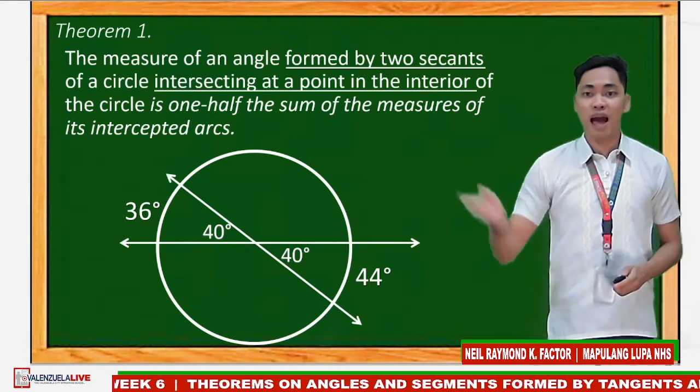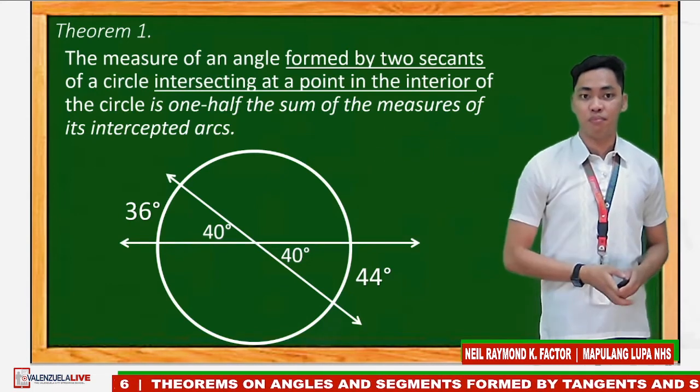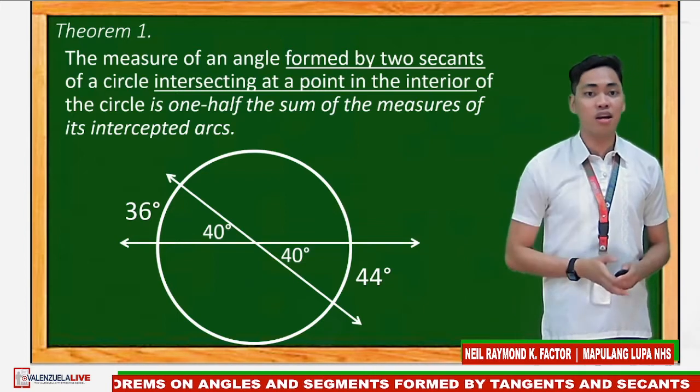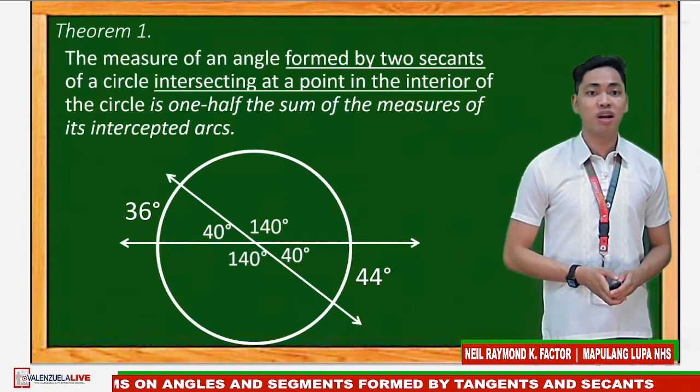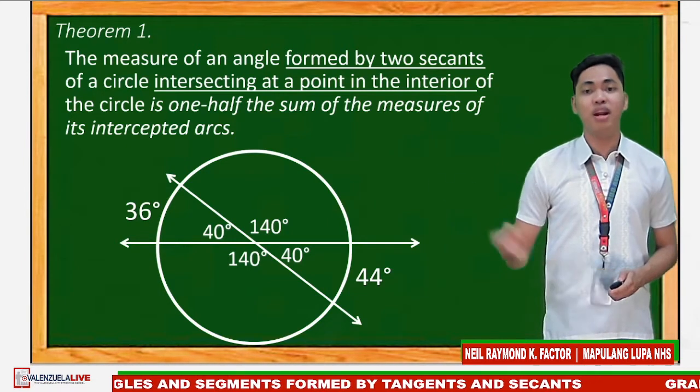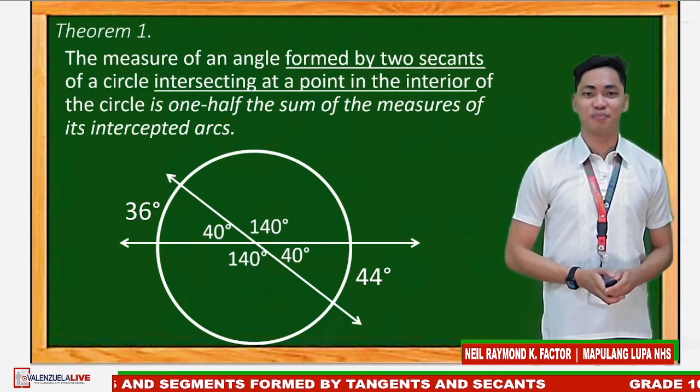How about the angle over here, the one on top? What's the measure of that angle? Now, since they are linear pairs, this is 180 degrees minus 40 degrees. And so this is 140 degrees.